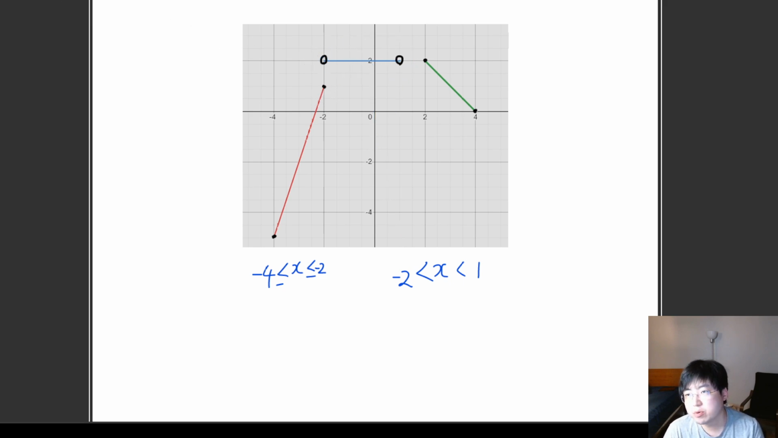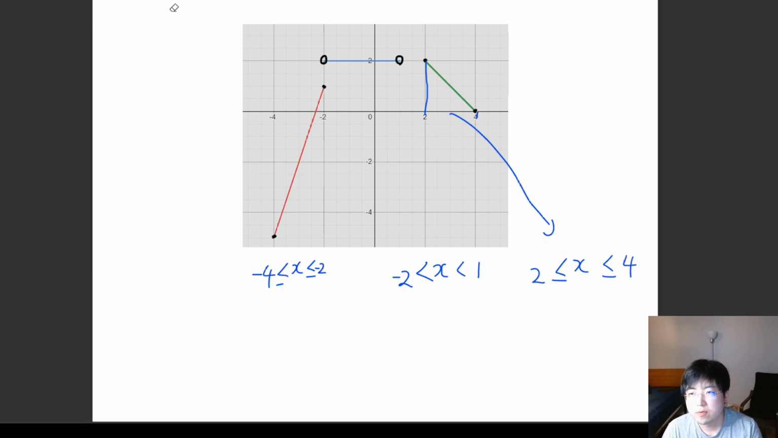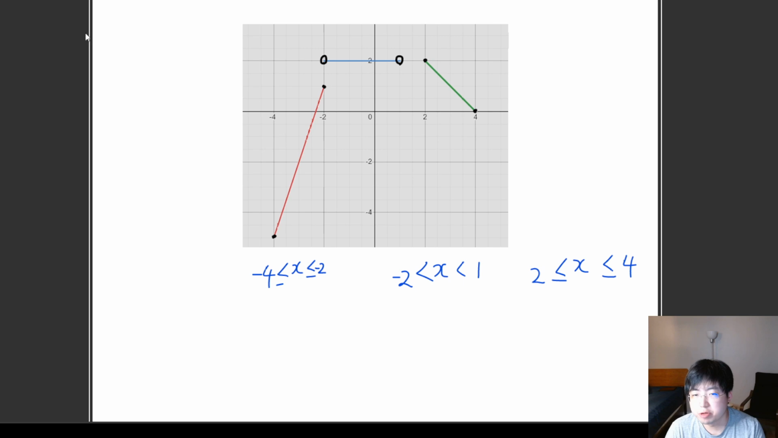And finally, the third portion here, x starts from 2 and it ends at 4, right? So for the third portion, x is greater than or equal to 2 and x is less than or equal to 4. So first, we could find the intervals for each portion. Now the second part is we need to find the specific equation that describes each portion.